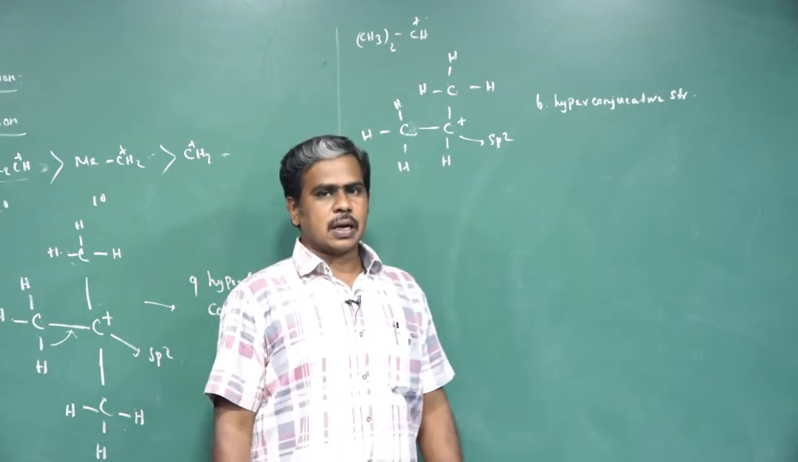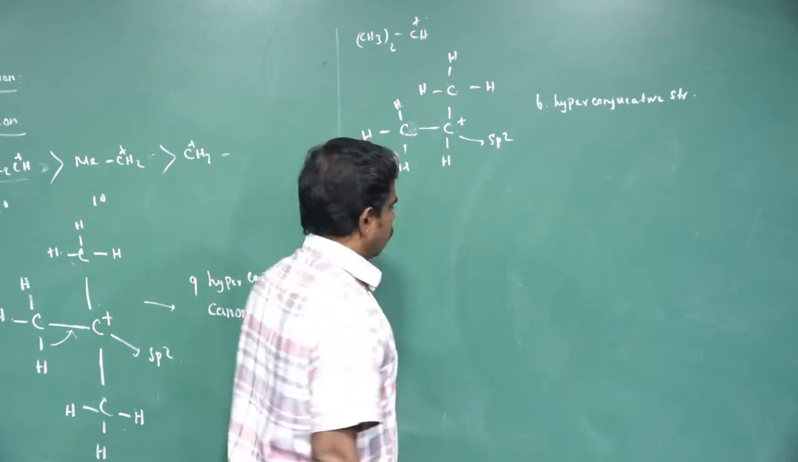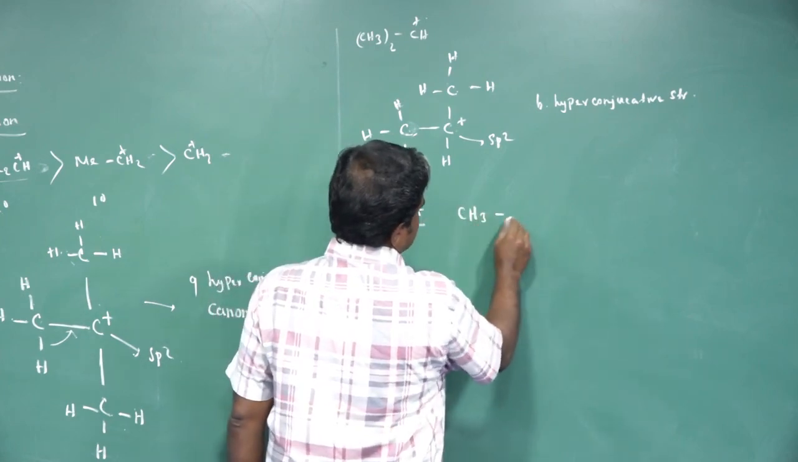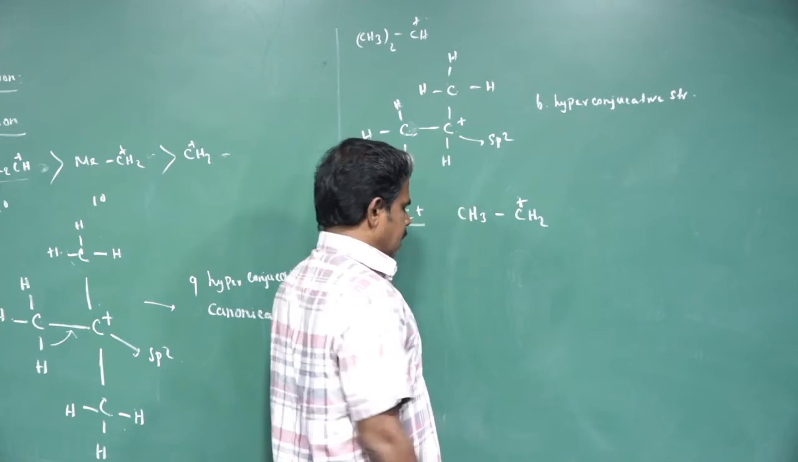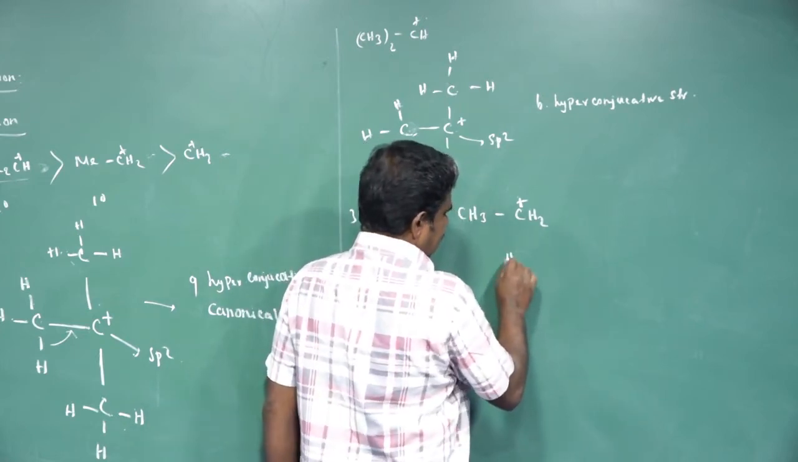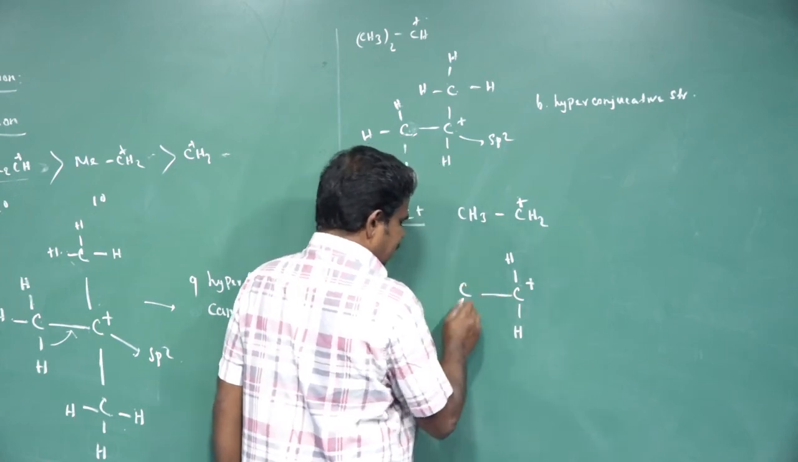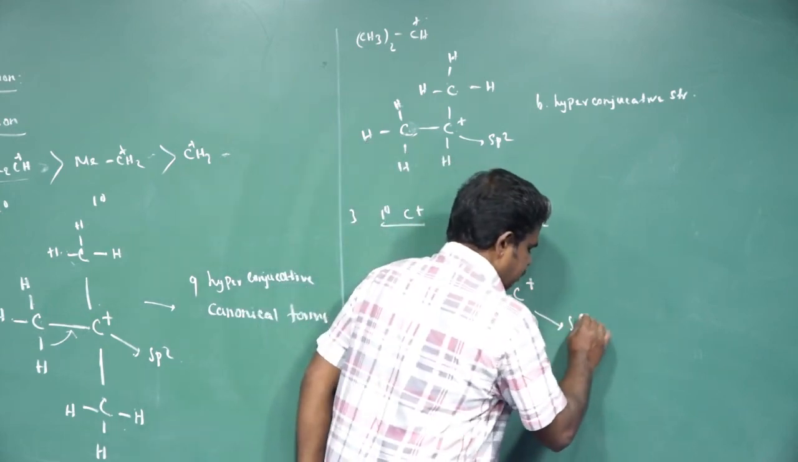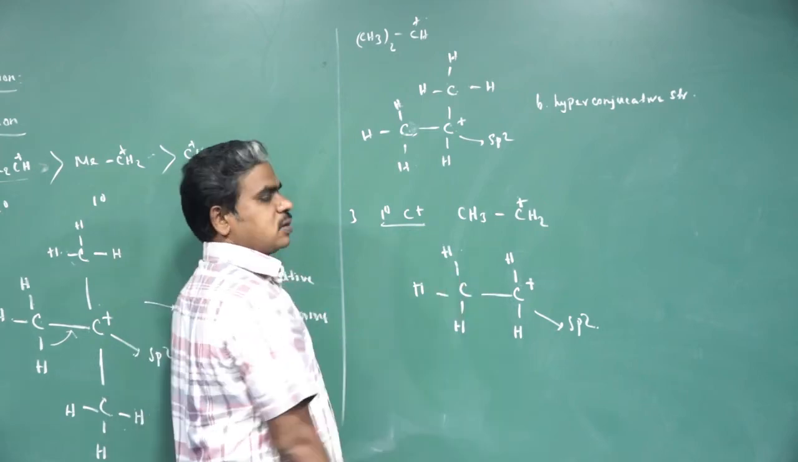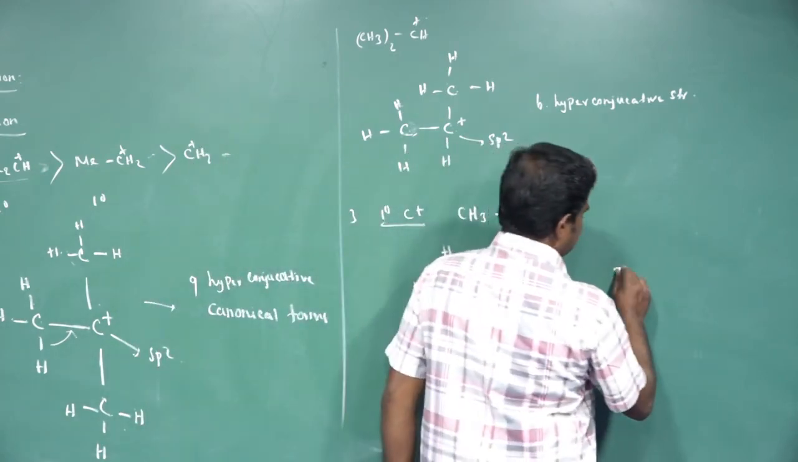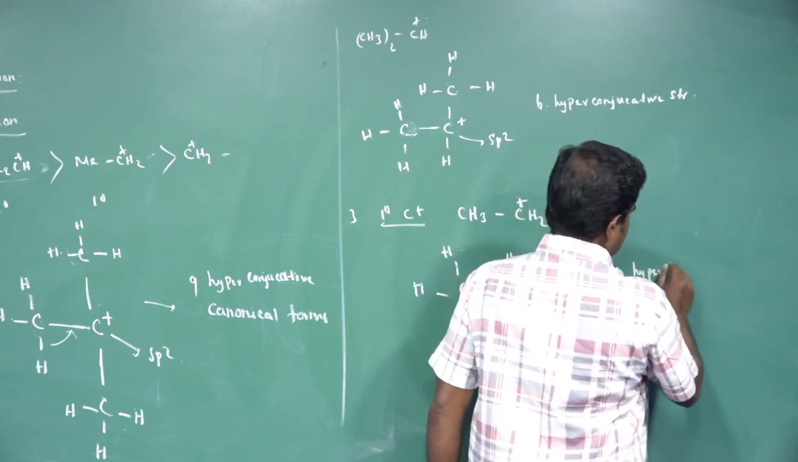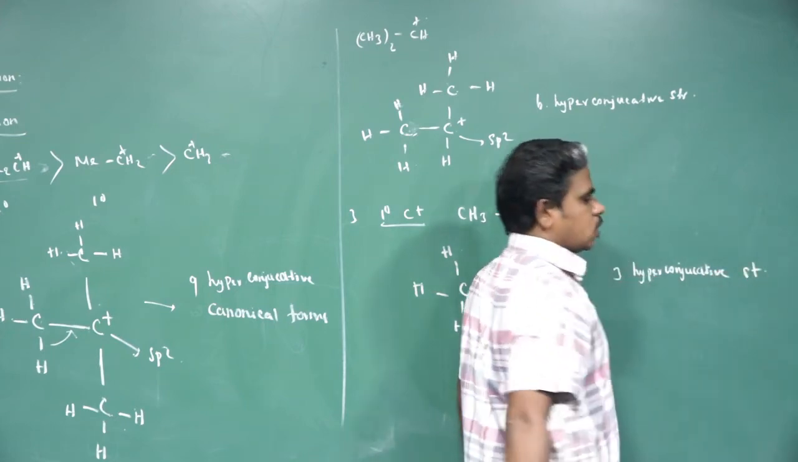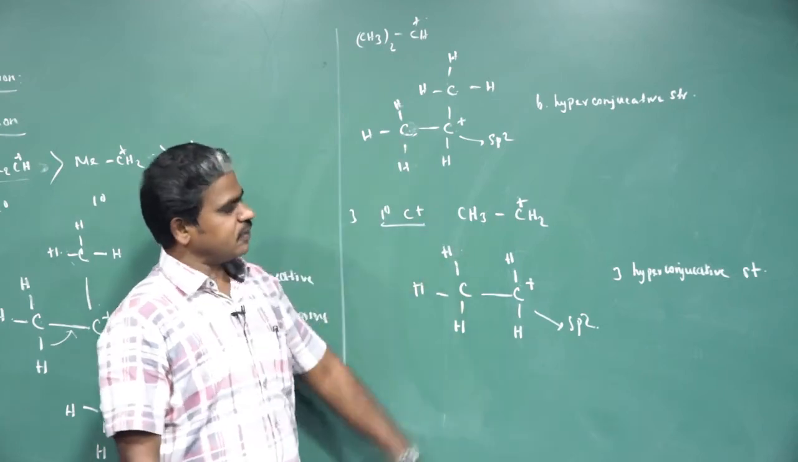Then the secondary carbocation has only 6 hyperconjugative structures. Now the third one is the primary carbocation, for example CH3CH2+. Here the carbon bearing the positive charge is sp2 hybridized and is attached to CH3, which has 3 C-H bonds adjacent to it. So 3 hyperconjugative structures are possible, so it is less stable than the secondary and tertiary.